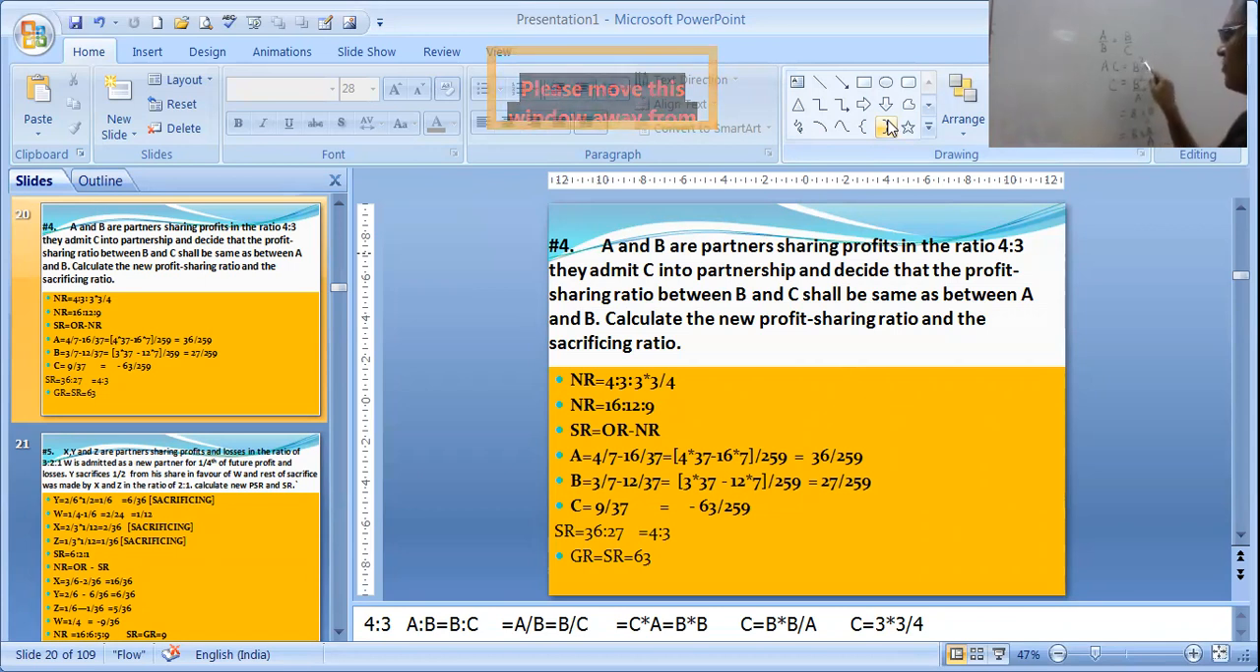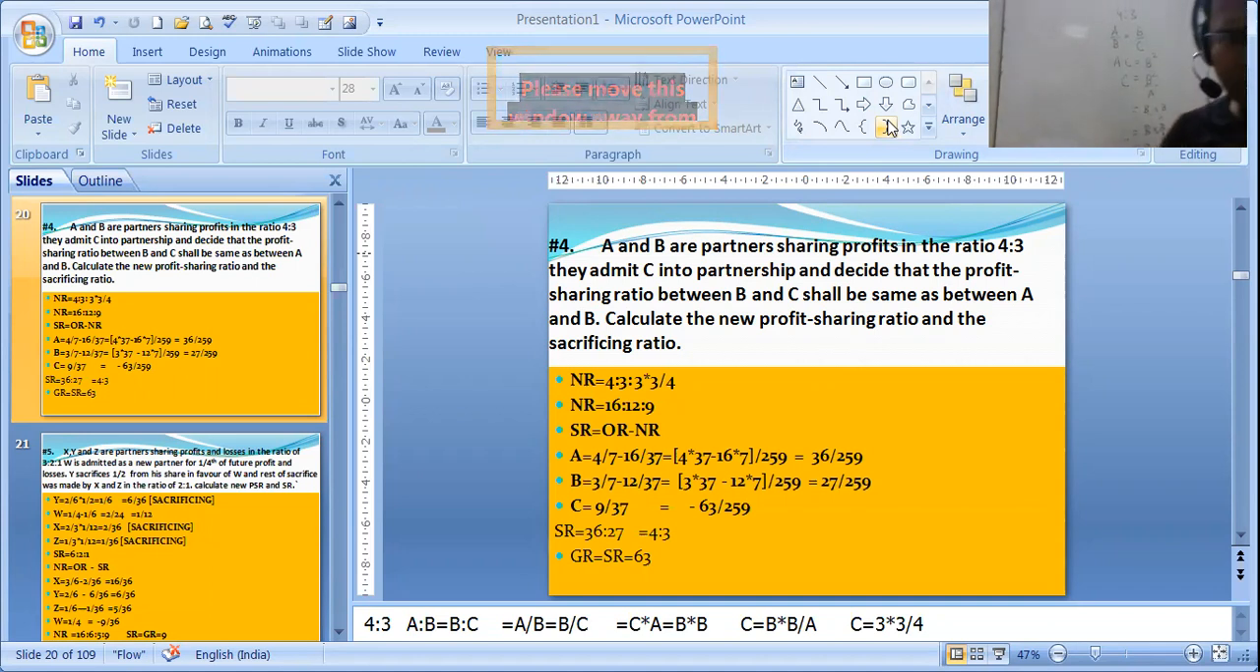we get B square by A, which is nothing but B into B by A. So C is equal to B into B by A. Now we remember that between B and C, the ratio is 4 is to 3. So B's part is 3 and A's part is 4. So 3 into 3 by 4 is nothing but C's ratio.